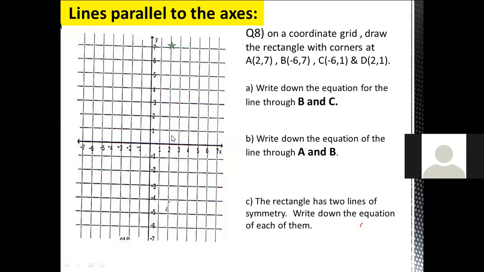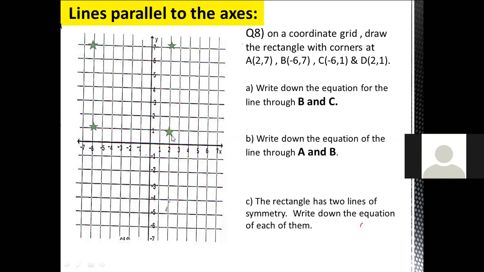B is negative 6, 7. Negative 6, 7 will be in the second quadrant. Then negative 6, 1. Where will negative 6, 1 be? Here, above the negative. Yes, okay. And the last one, 2, 1. It's 2 with 1. Okay, help me, Bashar. Stay with me, please.